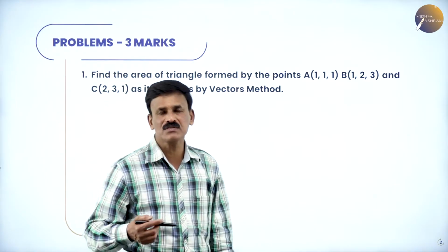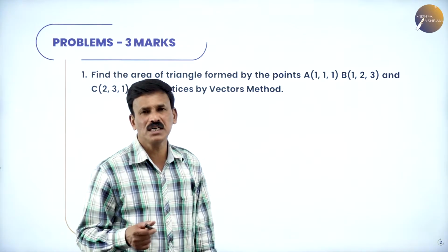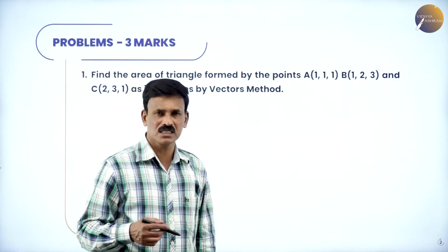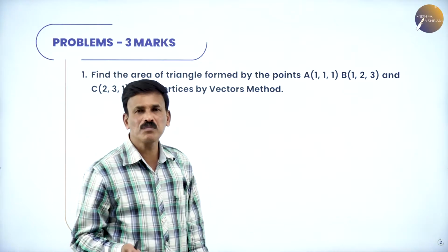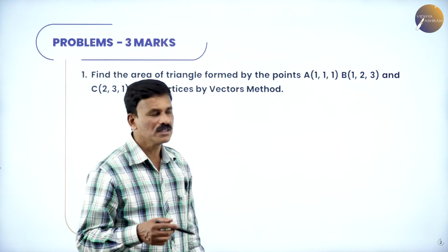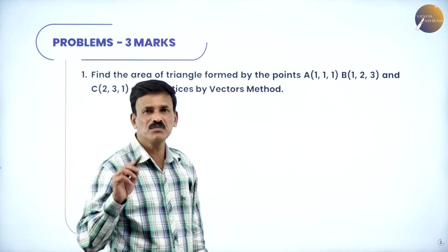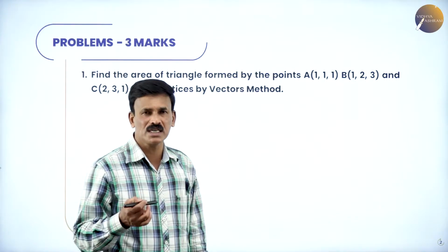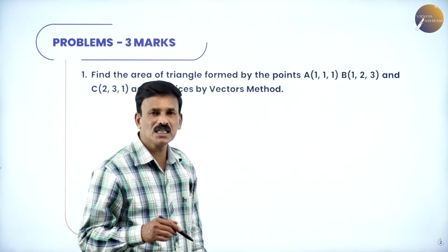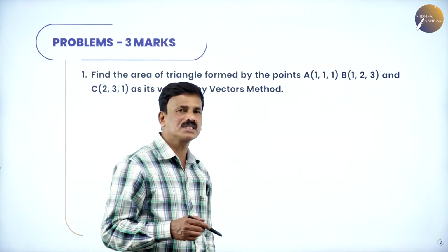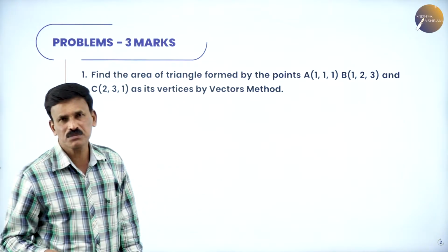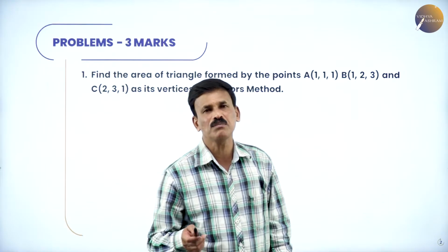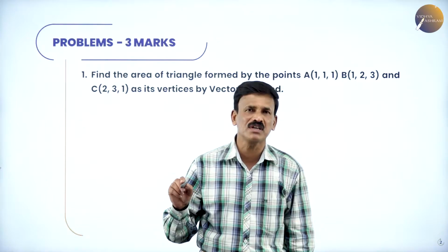In the previous class we have discussed finding the area of a triangle and area of a parallelogram whenever the adjacent sides are given, and finding the area of a parallelogram whenever the diagonals are given. To find the area of a triangle, if A and B are the adjacent sides, the area is equal to half into length of A cross B. Whereas for the parallelogram, when A and B are the adjacent sides, the area is length of A cross B. Suppose if D1 and D2 are the diagonals of a parallelogram, then the area of the parallelogram is given by half into D1 cross D2.